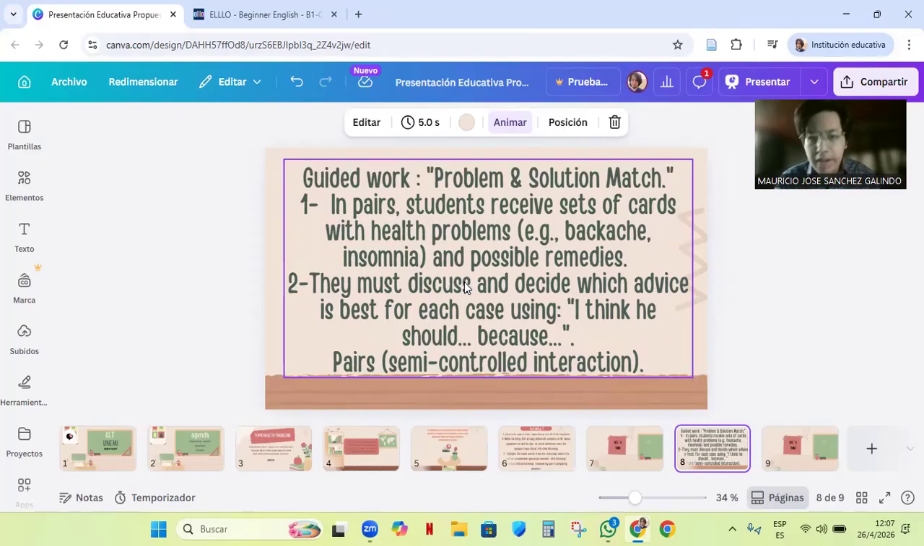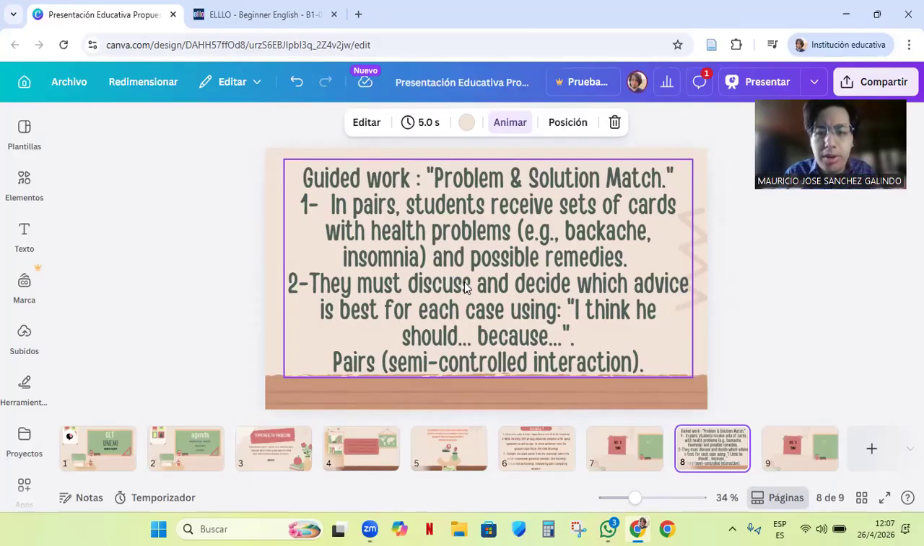Okay, now that we are done with this, let's continue with the guided work. This is called problem and solution match. What are you going to do? Pay attention. First of all, in pairs, you're going to be given a set of cards with health problems. For example, headache, insomnia, stress, anxiety. What else? Who can tell me another one? Perfect, Alice. Toothache.